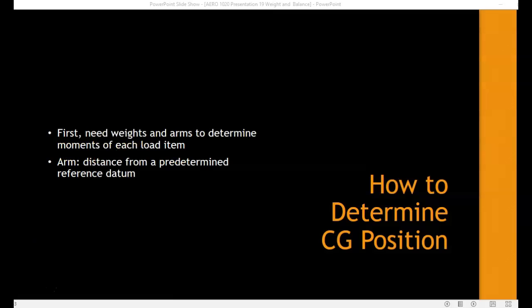So how do we determine the center of gravity? Well, first, we need to know the weights and the arms to determine the moments for each load item. The arm is the distance from a reference datum back to the load item. The reference datum is an imaginary line that the engineers have designated in order for you to be able to calculate the arm and then use that distance to calculate the moment.